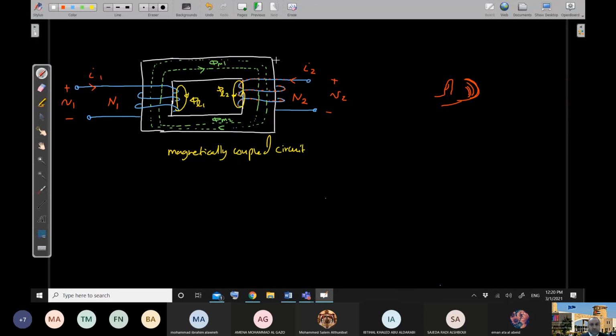Now, this is what we call the core. In general, the core is manufactured from a ferromagnetic material with high permeability. For example, iron.